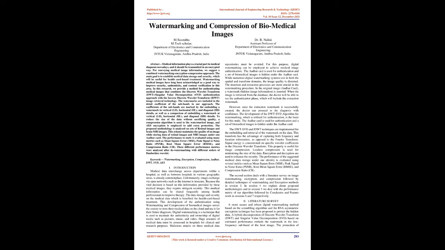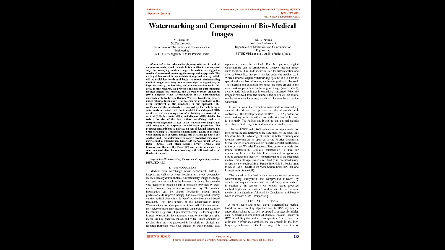The coefficients of the subbands are marked by embedding a watermark in vertical, LH, horizontal, HL, and diagonal, HH, details, as well as a comparison of embedding a watermark at vertical, LH, horizontal, HL, and diagonal, HH, details. To reduce the size of the data without sacrificing quality, a compression algorithm is applied to the watermarked image, and AES encryption is employed to add extra protection.